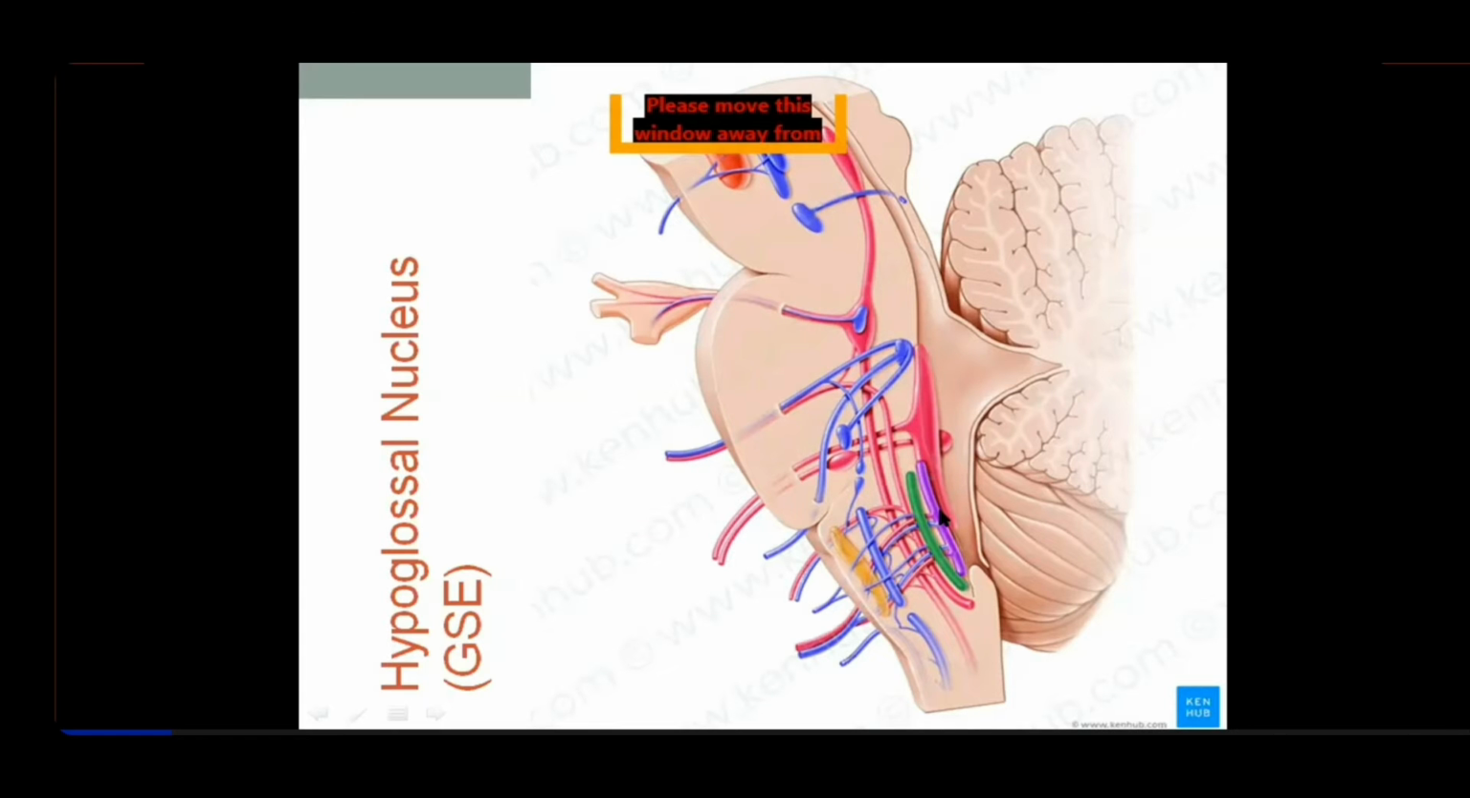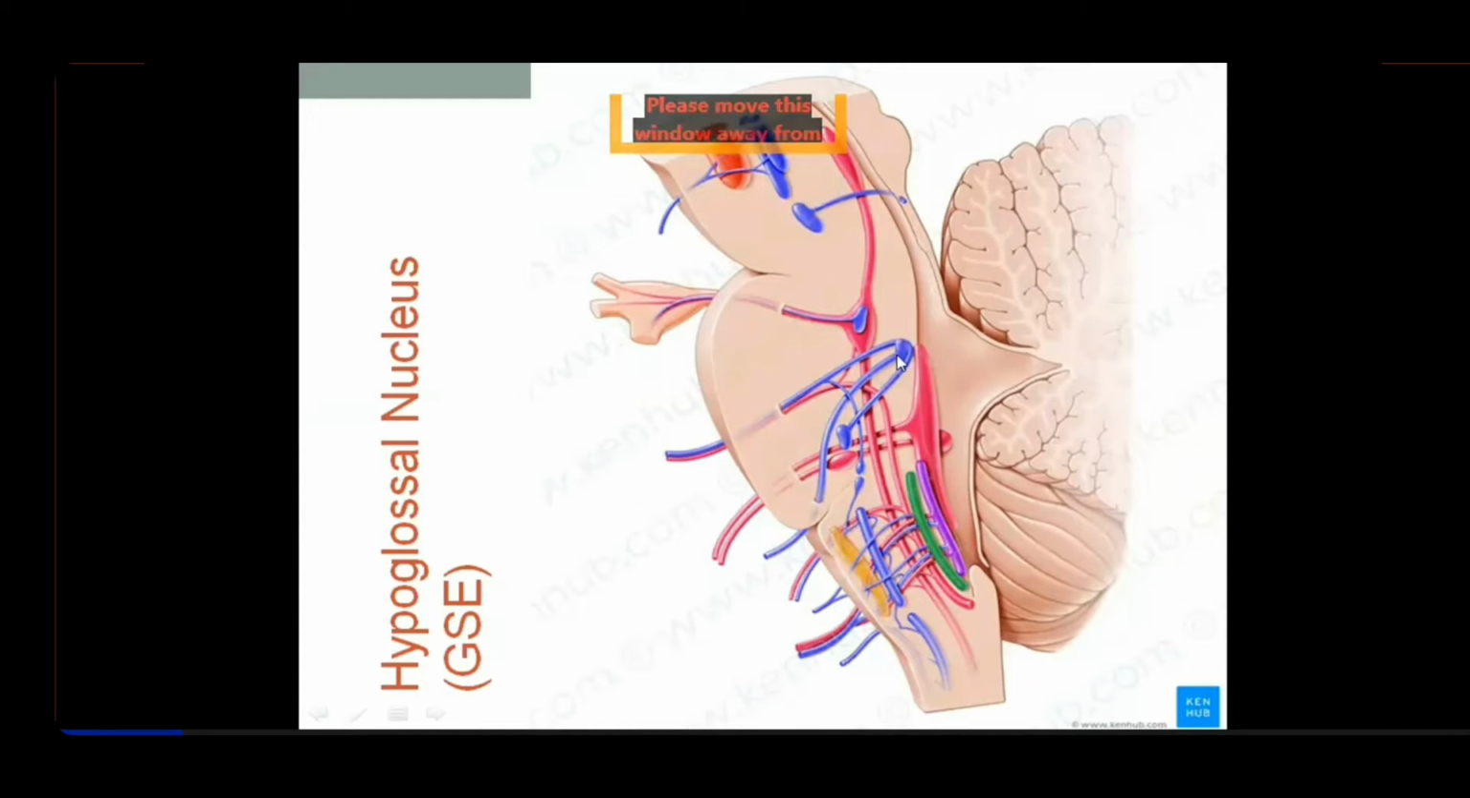And just to tell you, this nucleus also leaves an impression on the floor of the fourth ventricle, on the dorsum of the medulla. So there in the floor of the fourth ventricle there is a prominence called the vagal triangle, vagal trigone. So there will be two impressions in the floor of the fourth ventricle, the vagal trigone and the hypoglossal trigone.